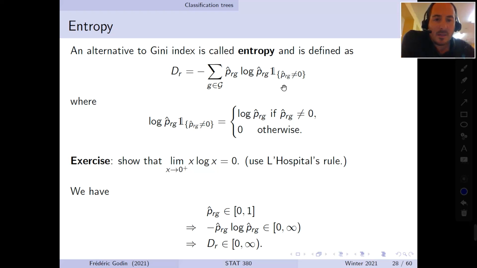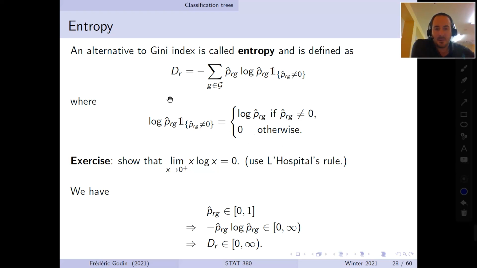And here we have this indicator, just to mean that if p is 0, then the log is just set to 0. We don't set this to minus infinity. So if p is equal to 0, then p log p is taken to be 0. Log p times the indicator that p is different from 0 means log p if p is different from 0, or 0 otherwise.